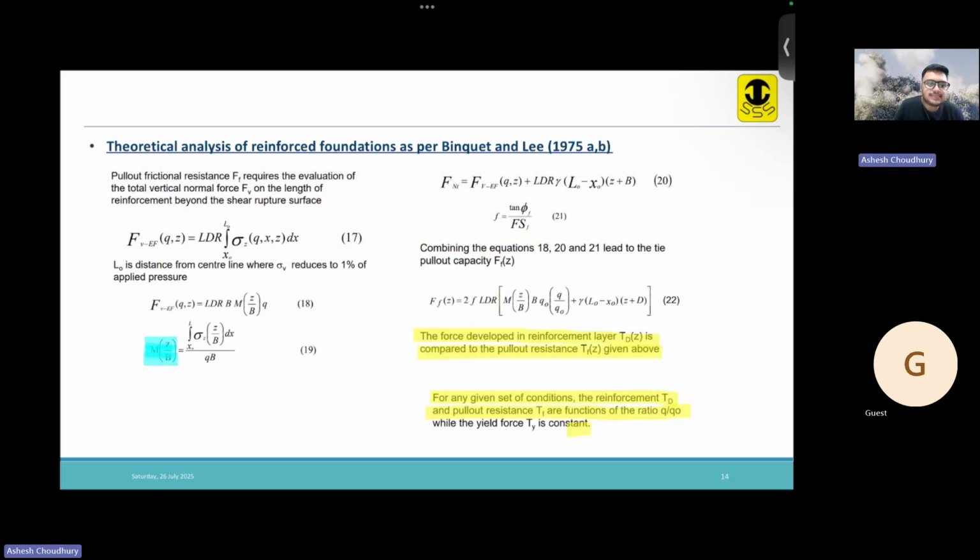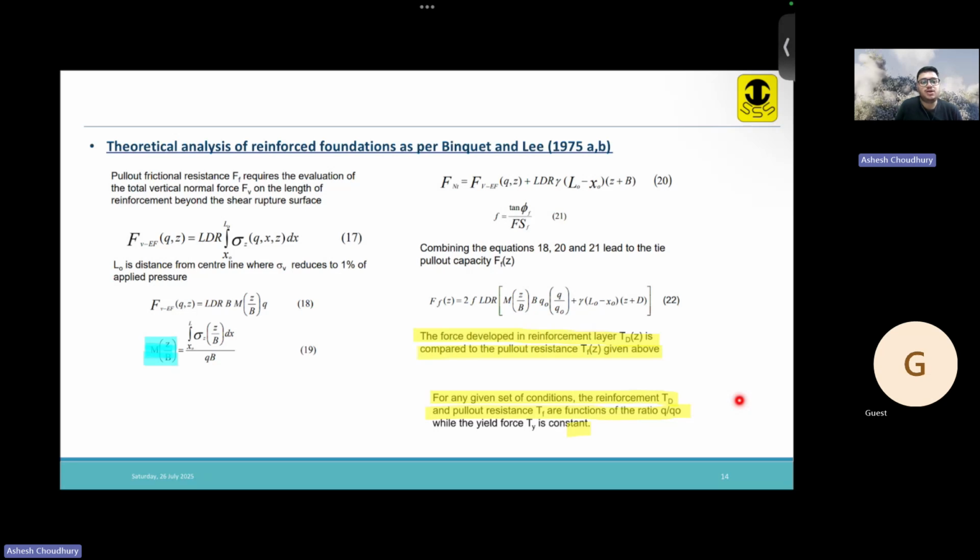Now, this TDU we found out. The next thing that we have to find out is the pull-out capacity. Where is the FF? That is the pull-out capacity. Now, how to find that? The pull-out frictional resistance.